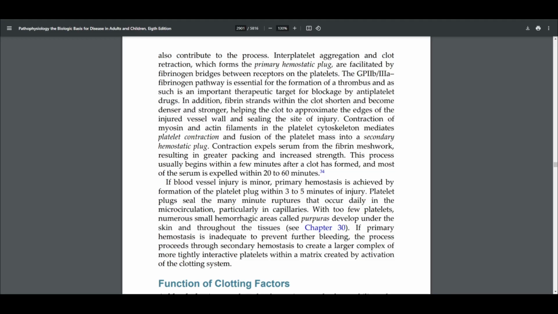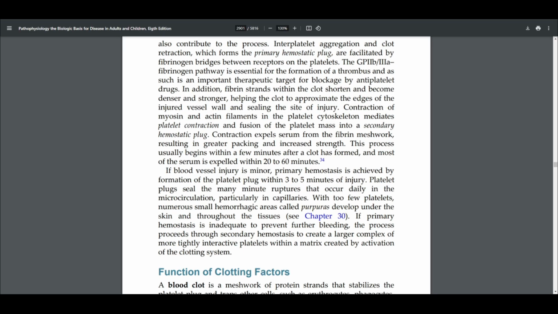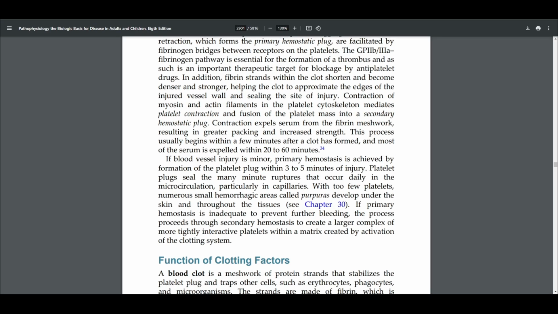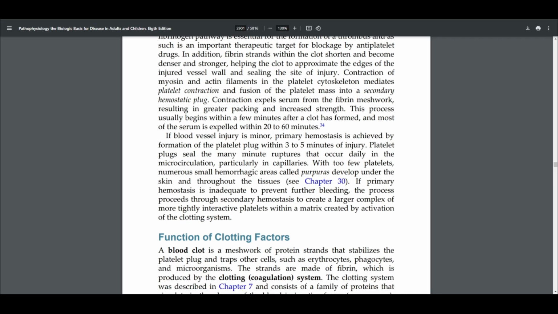Contraction of the myosin and actin filaments in the platelet cytoskeleton mediates platelet contraction and fusion of the platelet mass into the secondary hemostatic plug. Contraction expels serum from the fibrin meshwork, resulting in greater packing and increased strength. This process usually begins within a few minutes after a clot has formed, and most of the serum is expelled within 20 to 60 minutes.